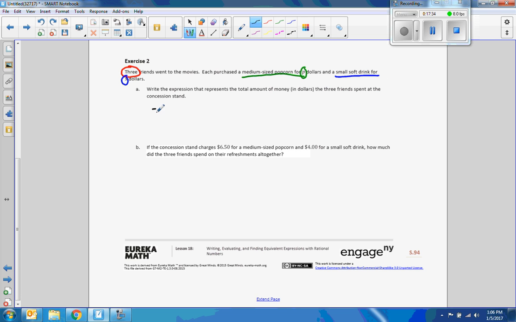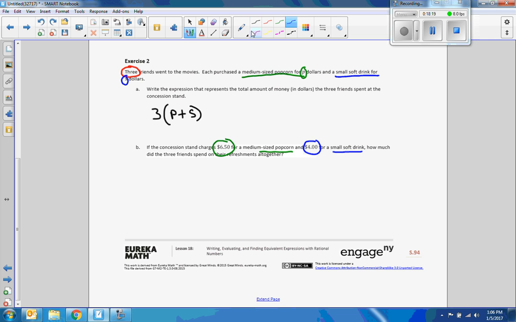So we're going to take 3 people, and all 3 of them bought popcorn and soda. And that's it. That's the formula. Okay. B says if the concession stand charges $6.50 for a medium-sized popcorn, okay, and $4 for a small drink. Okay, so let me color code these as well. So again, let's use green for popcorn. Popcorn, $6.50, and soft drink, $4.